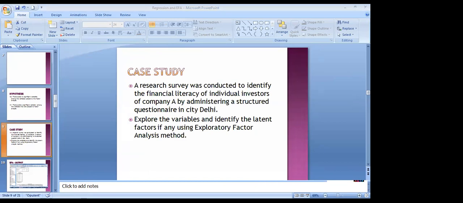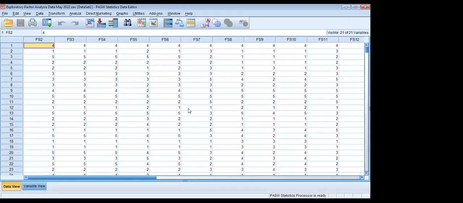Now I am stopping this. Now please tell me, participants, is the SPSS file open? Yes, sir. Yes, right. SPSS file is open, right? What about other participants? 64 people are there. Yes, sir. Okay. Right.